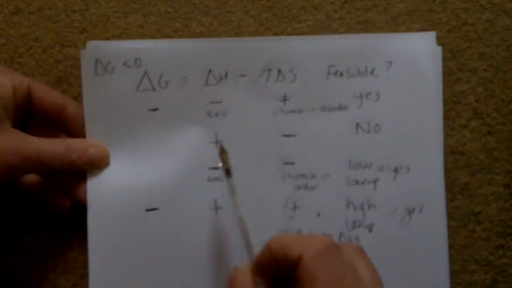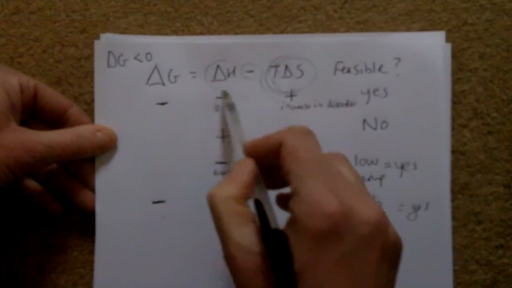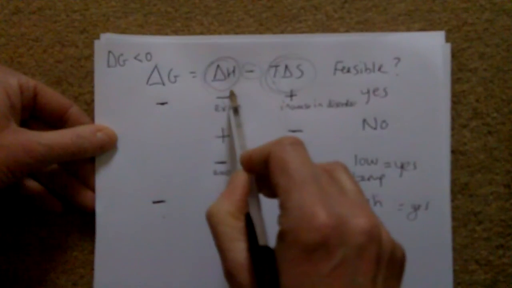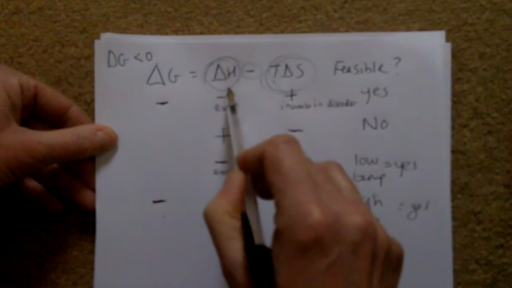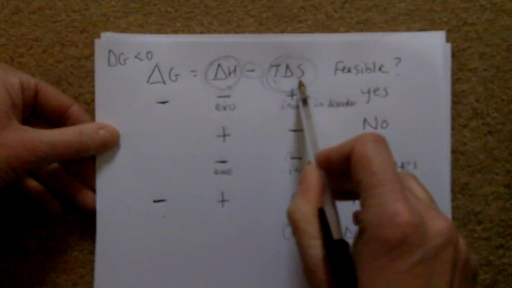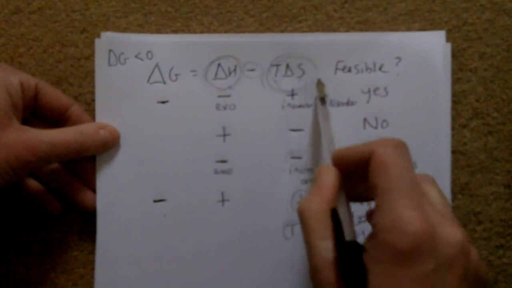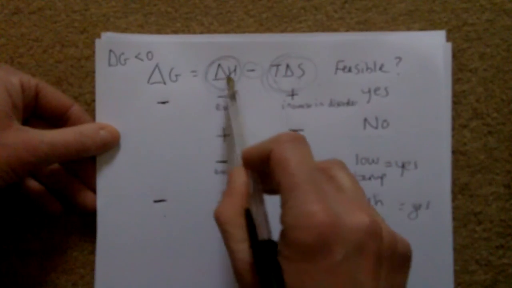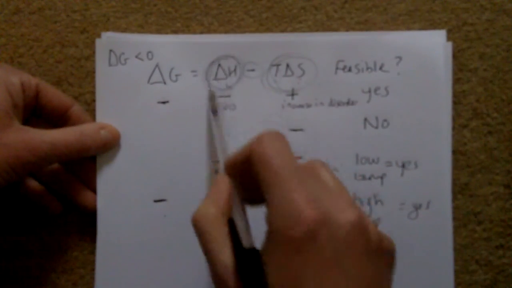Final thing, in this equation, delta H has the greatest effect. This is always the largest number, the greater magnitude, because it is in kilojoules per mole, whereas entropy is in joules per mole per Kelvin. But delta H will have the greater magnitude, the biggest effect.